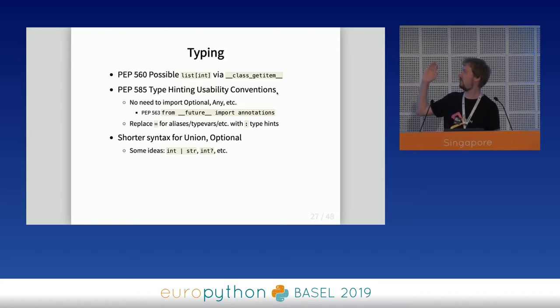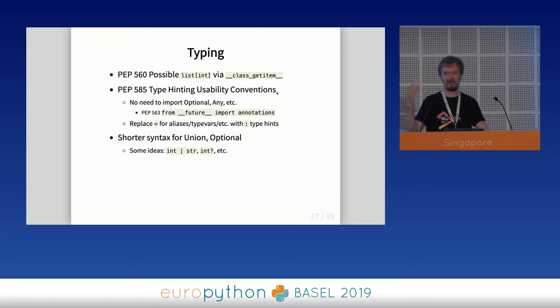One of them proposes to use the newly introduced dunder class_getitem method to add the square brackets operator for built-in classes like list or set. This is compared to, for example, introducing dunder getitem on their metaclasses, meaning the class type, because in this case every object in Python would have this dunder getitem and so on. So this is dunder class_getitem to overcome this limitation.